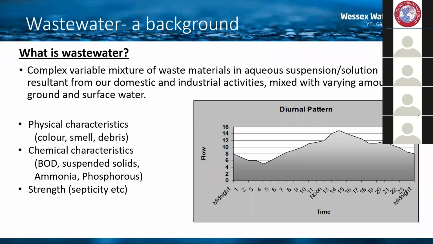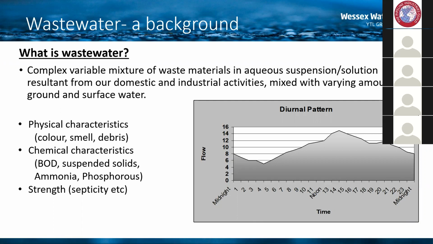But we also have some effluent from industrial activities that come in as well, and that can be a whole range of things, from breweries, drinks manufacturers, laundrettes, car washes. Those sometimes have some more interesting components to them, and that's all mixed with varying amounts of ground and surface water depending on the catchment that the sewage works sits in.